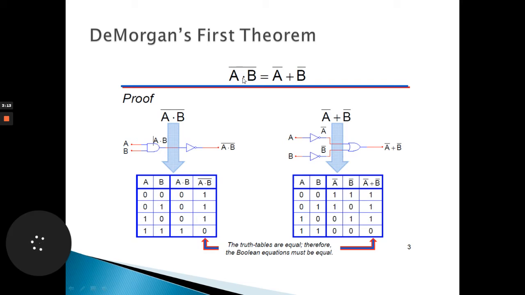First we do the ANDing operation. Here in the third column it is being shown that A into B. It is simple multiplication: 0 into 0 gives 0, 0 into 1 gives 0, 1 into 0 gives 0, and 1 into 1 gives 1. So it is a simple ANDing operation.